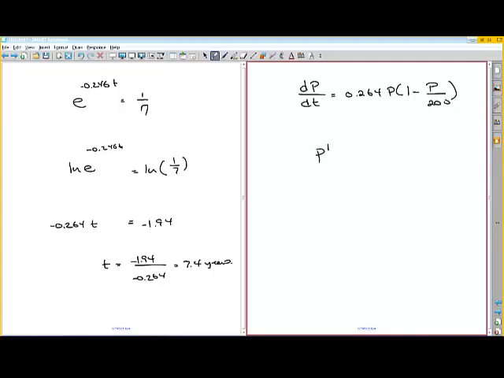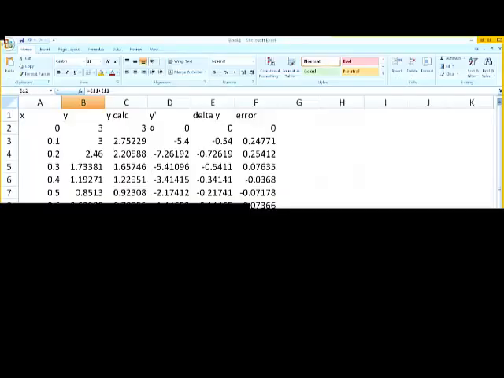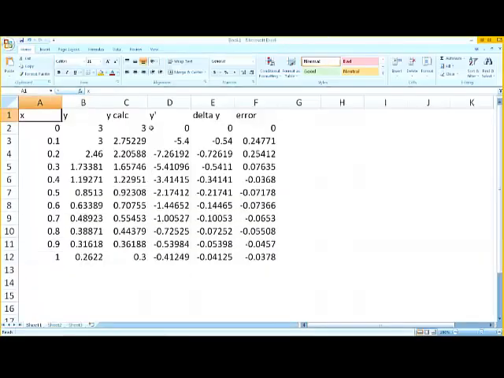Okay, so let's go to Excel. I think I still have an Excel from a previous time, so we might be able to reuse this thing. So let's reuse the one we had before. So the independent variable is t, the dependent variable is p. We have p calc, which we have the equation for. We have p prime, we have delta p, and we have the error. Okay. Our initial conditions at t equals 0, we had a population of 25.